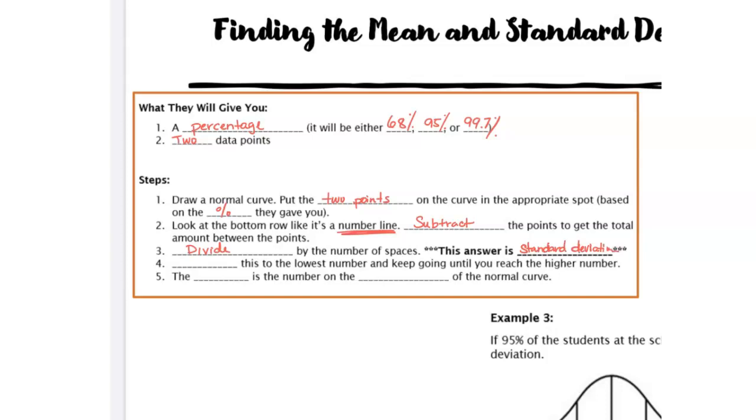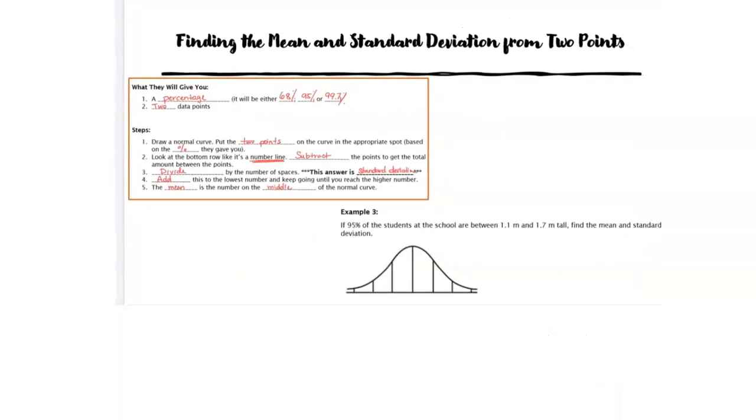For number 4, we're going to add that number to the lowest number and then keep going until we reach that higher number. The mean is the number that's in the middle of our normal distribution curve. Now, all of that will make more sense as we show you an example or a few examples of how it all works. So let's look at example number 3.